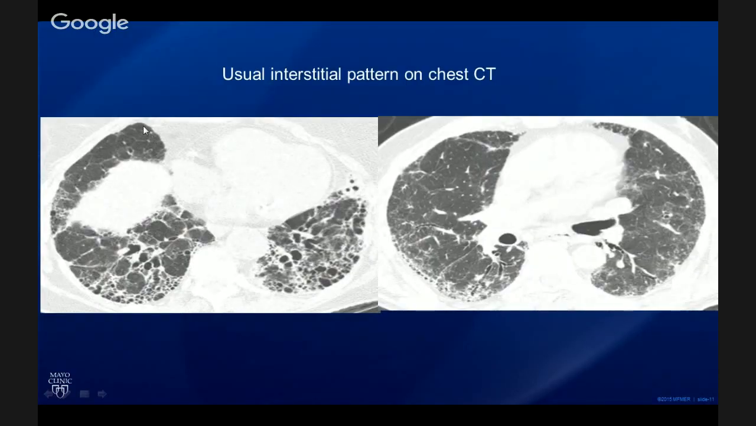So I'll give you an example. This is what we call the usual interstitial pattern, or the pattern that's often associated with IPF. And these are cuts from the lungs. Someone is lying on their back, and this is their right side and left side, and these are cuts right through them like a loaf of bread. And the white areas are higher density, so you see lung is black because it has lesser density here, and here's the heart.